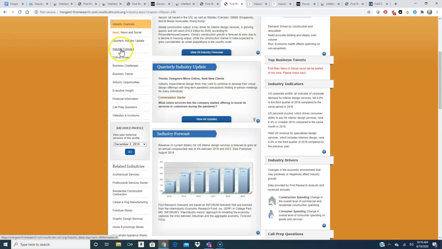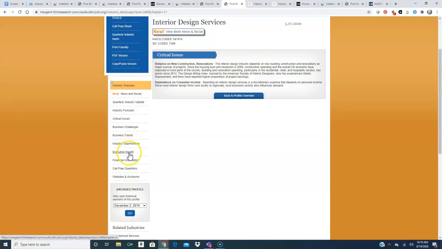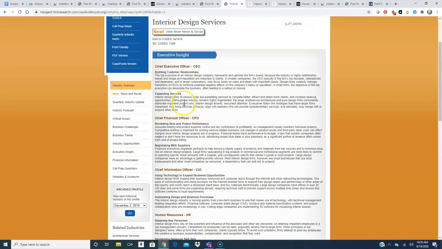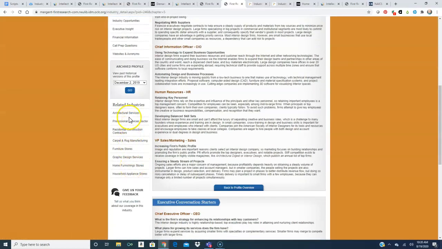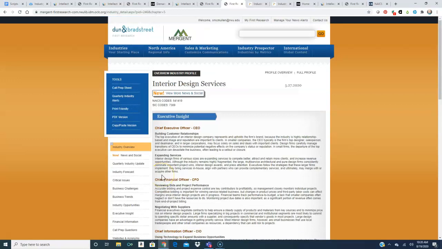Over on the left-hand panel, you can see critical issues affecting the industry. You can see business challenges, trends, and you can also get executive insight into what makes your business successful. So each one of these components will be important that you look at them and read what they have to say about issues and trends and challenges, and you can also even come down here and look at some of the related industries as well. So First Research is very easy to use and very straightforward.